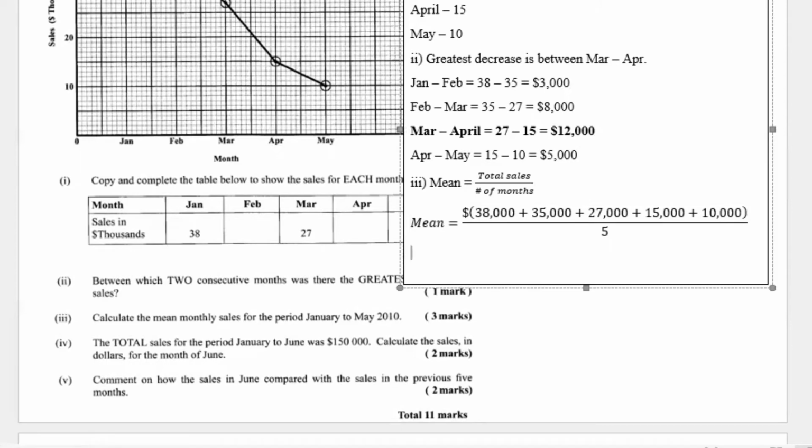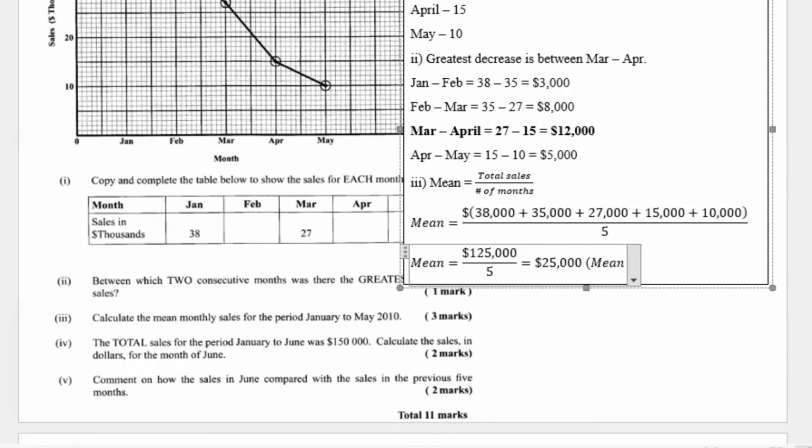numbers. So what we'll have is the mean is equal to, when you add all those numbers, the 38, the 35, the 27, the 15, and the 10,000, what you'll get is 125,000 divided by 5. And when you put that in your calculator, 125,000 divided by 5, you'll get 25,000 as the mean. So therefore, for part 3, the mean monthly sales for the period of January to May 2010 is 25,000.